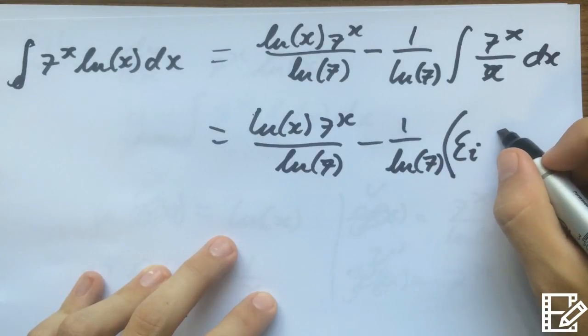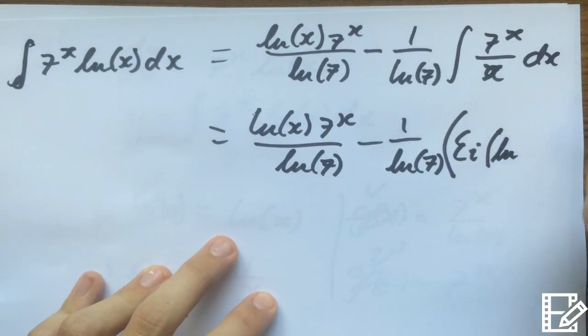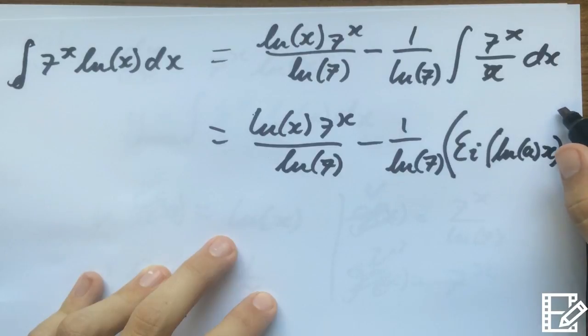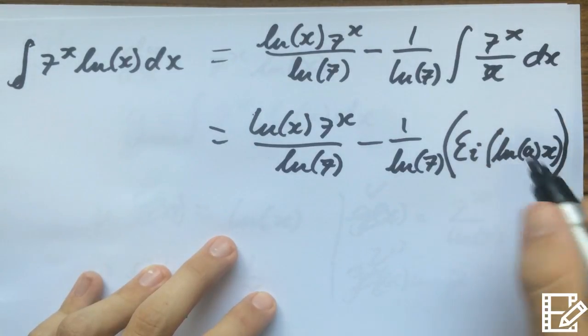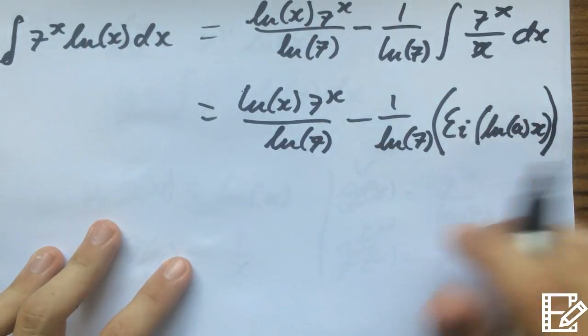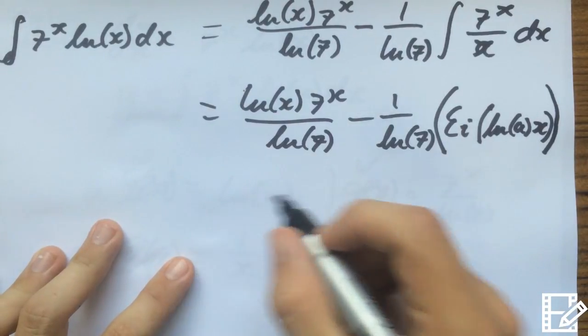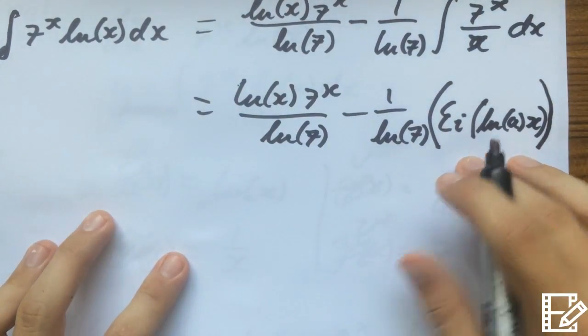is, it looks a bit funny, but it's Ei of ln of a multiplied by x. Okay. No plus c in it because it's included in the integral. I'll explain that in a minute. I will add plus c onto the end, but I want to explain what this is first.